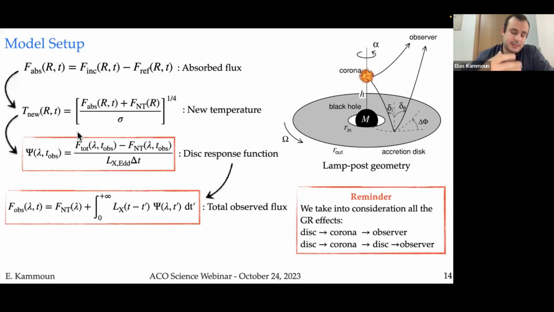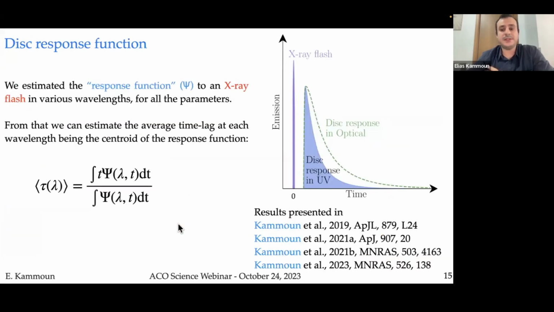I will start by analyzing more the disk response, and then we will get to the total flux later on. So the disk response, what do we do? We send an X-ray flash at a certain time, let's call it T0, and we wait. Then we see how the disk will emit in response to that X-ray flash, in the UV and optical, or any wavelength that we want. That's how we construct the response function. And we estimate the centroid of this response function, what we call the average time lag.